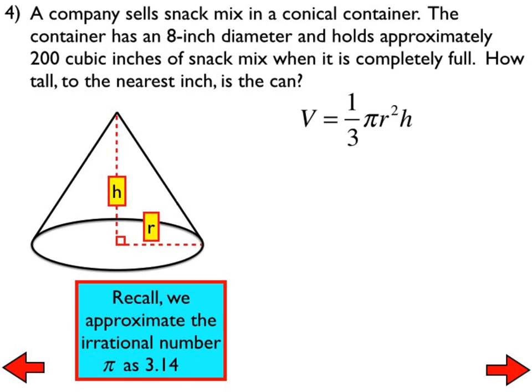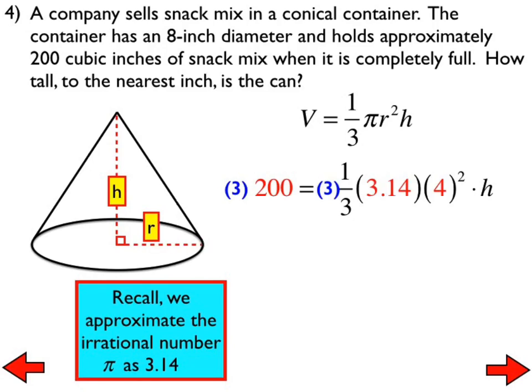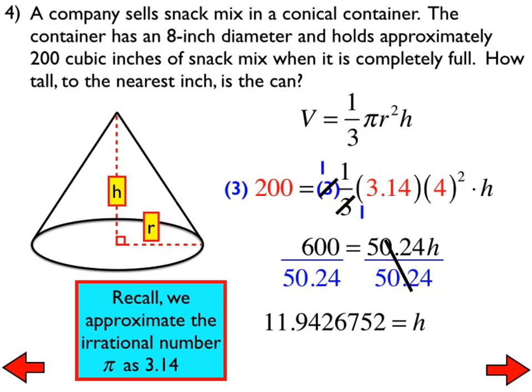And so we know the volume is 200. We know that the radius is going to be 4 because the diameter given within the problem is 8 inches. And so I'm going to multiply both sides by 3 right at the beginning there, just so I don't have to worry about it. And then I end up with something like this, and then divide both sides by 50.24, and that would give me, rounded to the nearest inch, 12 inches, because we're rounding to the nearest inch.